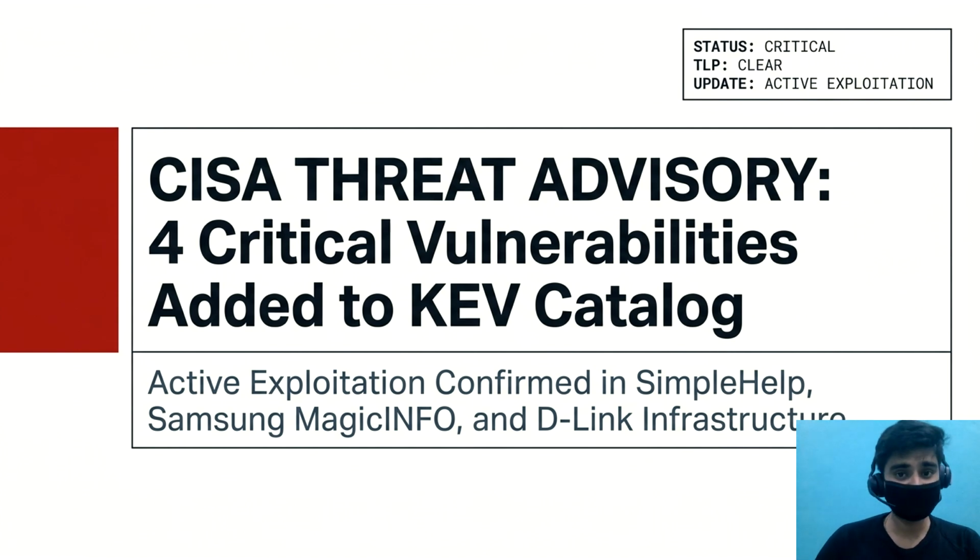So let us begin the session regarding the CISA threat advisory, and we will be understanding the concepts of four critical vulnerabilities that have been added to the KEV, Known Exploited Vulnerabilities category. So we will be going through each and everything in detail.